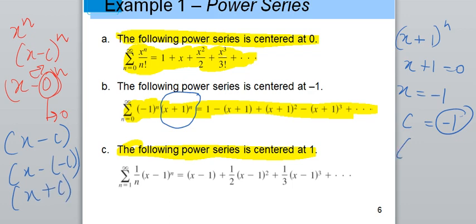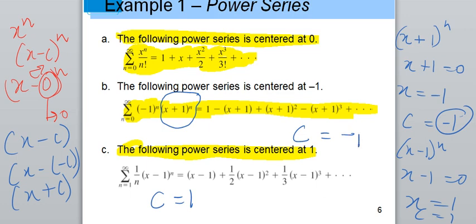Next one, you have x minus 1 to the power n. So if you do x minus 1 equal to 0, then x is equal to 1. So c is equal to 1. So this is centered at c equal to 1. This is centered at c is equal to -1. And this one is centered at c is equal to 0. Clear? Okay. Very simple things.